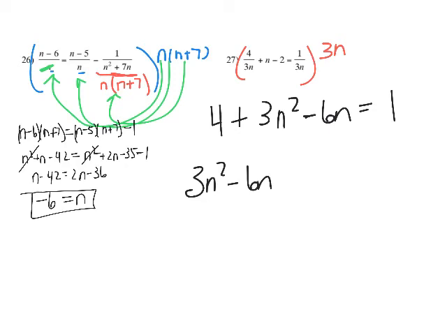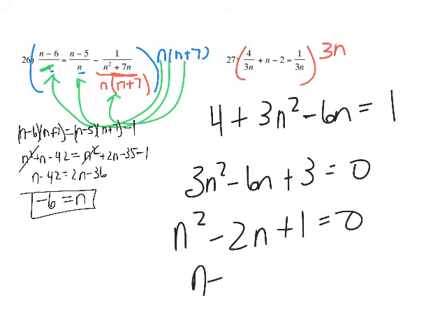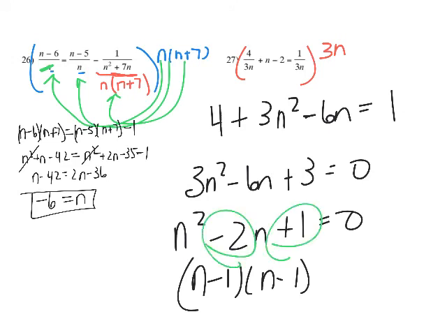You have a 4, and you're going to subtract 1 from both sides, so you've got a plus 3 equals 0. These are all divisible by 3, so I'm going to divide 3 out through the whole thing. So n squared minus 2n plus 1 equals 0. So it's n minus 1 times n minus 1, because two numbers that multiply to 1 and add to negative 2 are negative 1 and negative 1. So we get n equals 1.